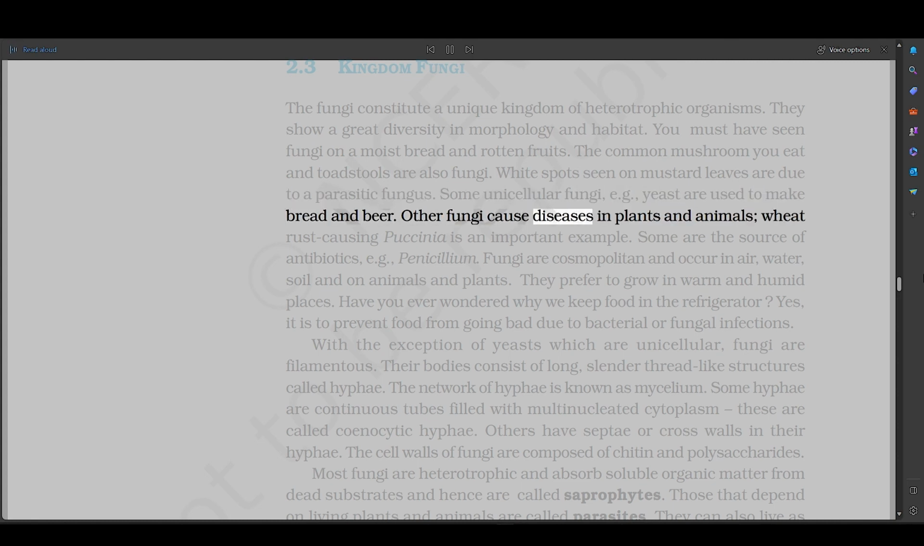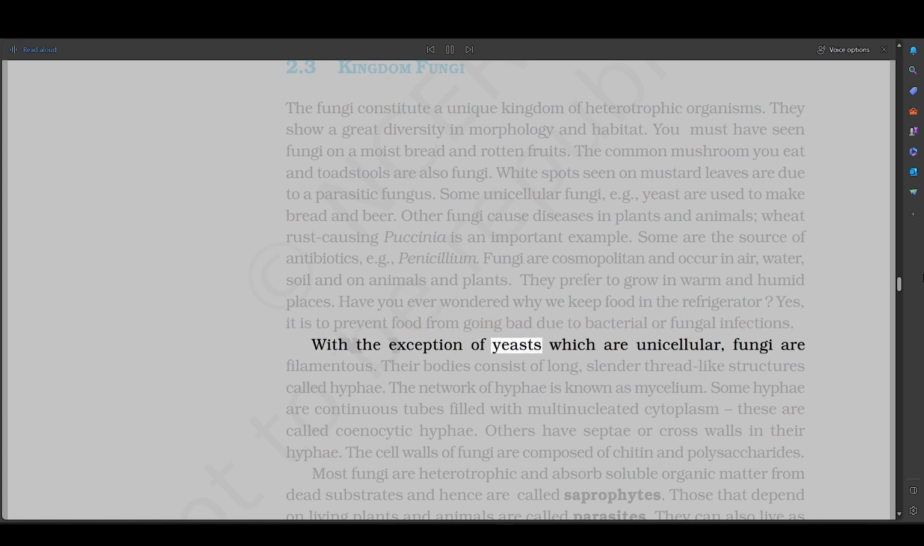Other fungi cause diseases in plants and animals. Wheat rust-causing Puccinia is an important example. Some are the source of antibiotics, e.g., Penicillium. Fungi are cosmopolitan and occur in air, water, soil, and on animals and plants. They prefer to grow in warm and humid places. Have you ever wondered why we keep food in the refrigerator? Yes, it is to prevent food from going bad due to bacterial or fungal infections.